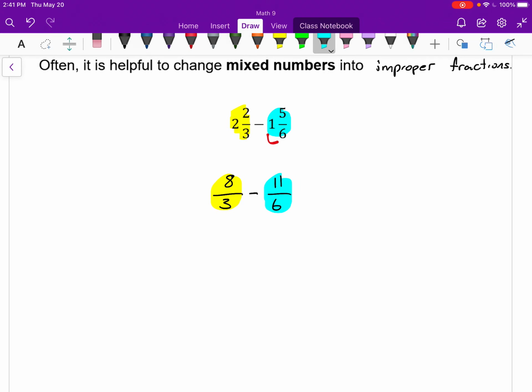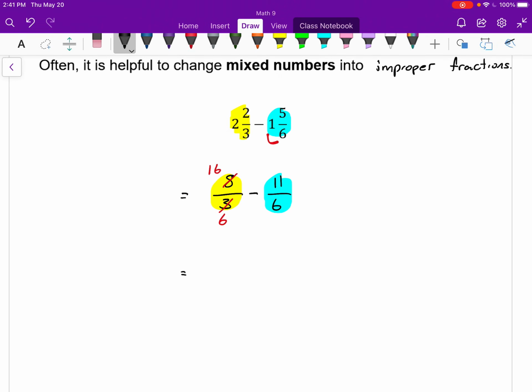Now again, I am subtracting. I need to find a common denominator. I need the lowest common denominator of 3 and 6. Again, if you just multiply them together, you get 18, but 18 is definitely not the lowest common denominator. The lowest common denominator of 3 and 6 is 6. And so if I do that, I only have to change this one denominator to 6, which means I doubled 3 to get 6. I need to double the numerator to get 16.